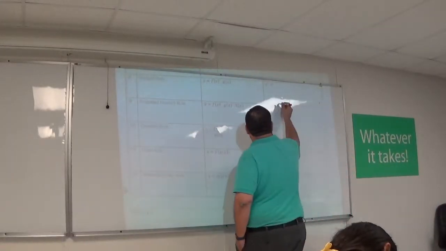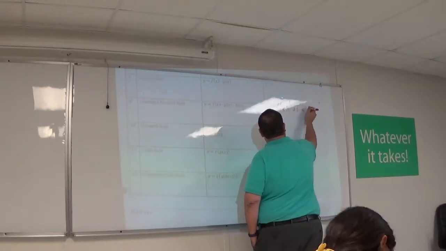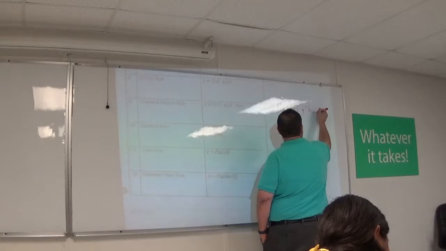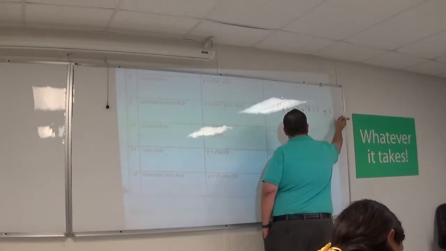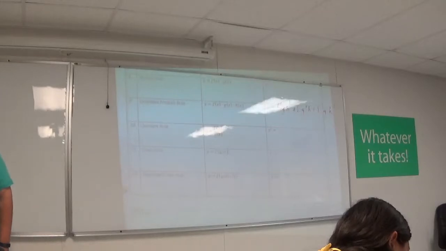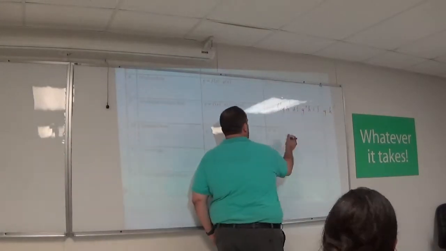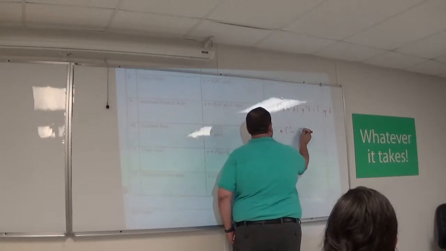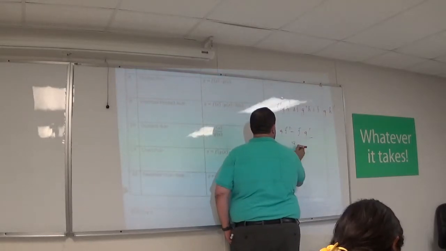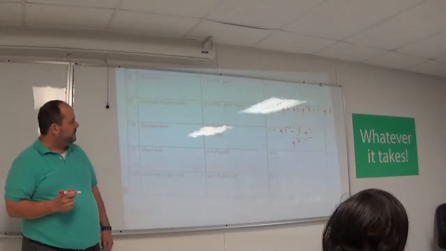Extended product rule. We take the derivative of the first times the second times the third, plus the first times the derivative of the second times the third, plus the first times the second times the derivative of the third. How many guys had extended product rule? Good. Okay, quotient rule. Low d high minus high d low, over low low. That better be everybody in the house.